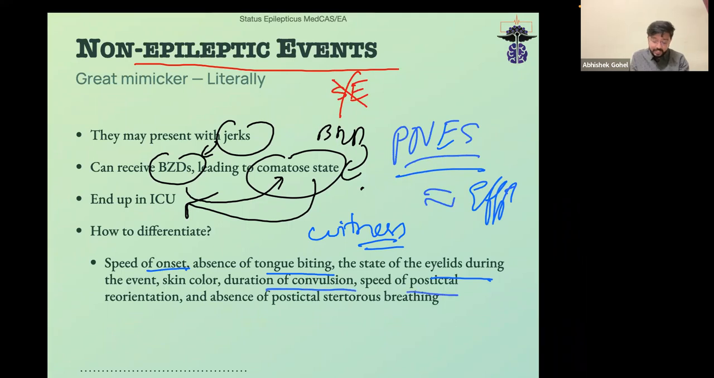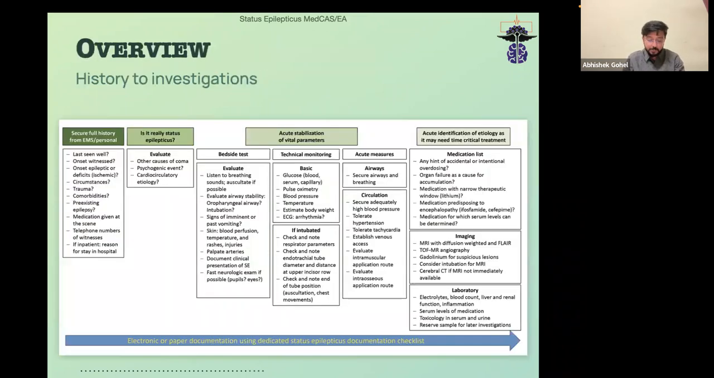Duration of convulsion, speed of postictal reorientation. Typically, it takes half an hour to 1 hour, maybe 2 hours also, for postictal confusion to settle down. But the patients with psychogenic non-epileptic events, unless they are a physician or a neurologist, will not know the speed of postictal reorientation. So they might just as well come back in a time which is disproportionate to their severity. And an absence of postictal stertorous breathing. All these points point towards a non-epileptic event. It will help you.